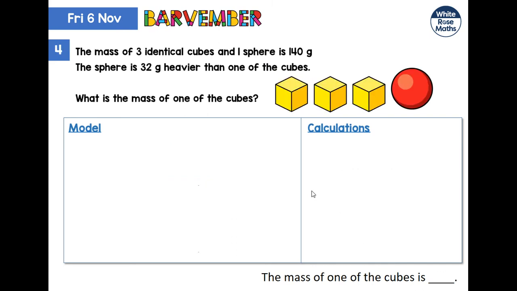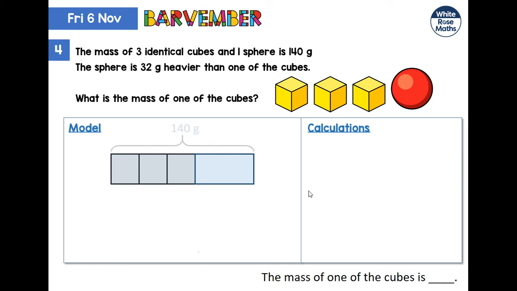Okay. Question 4. The mass of 3 identical cubes and 1 sphere is 1.40 kilograms. Well, 3 identical cubes, so 3 parts the same and 1 different, and that total should be a curly bracket to be 140.